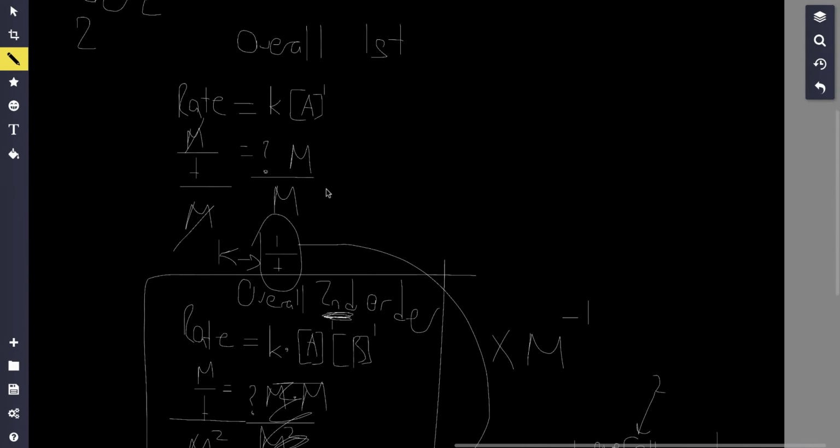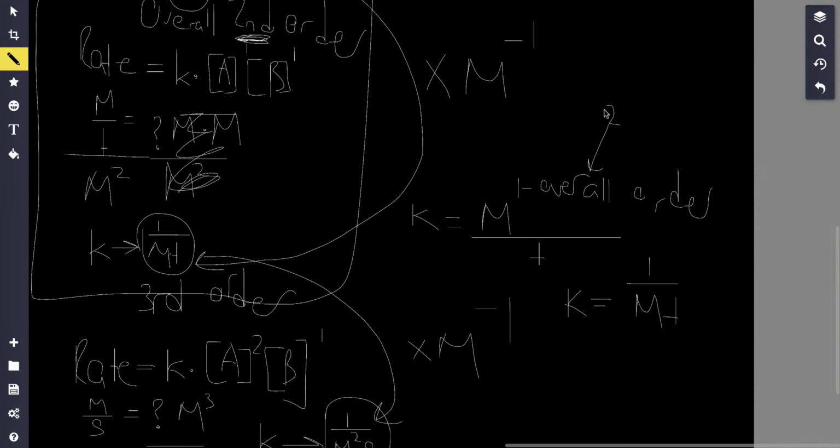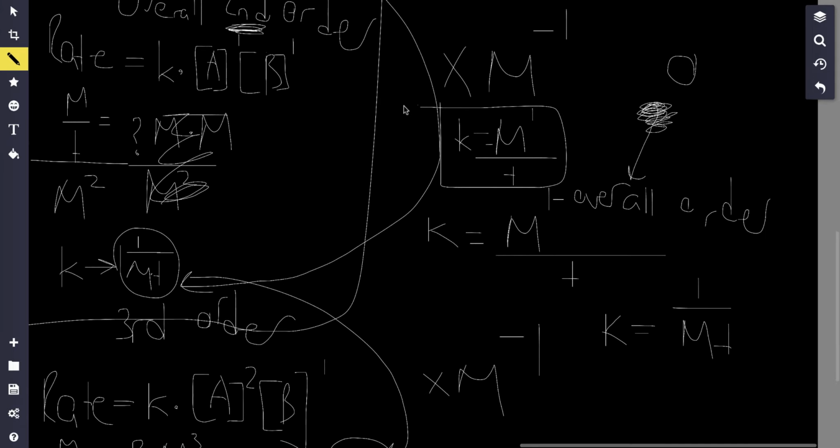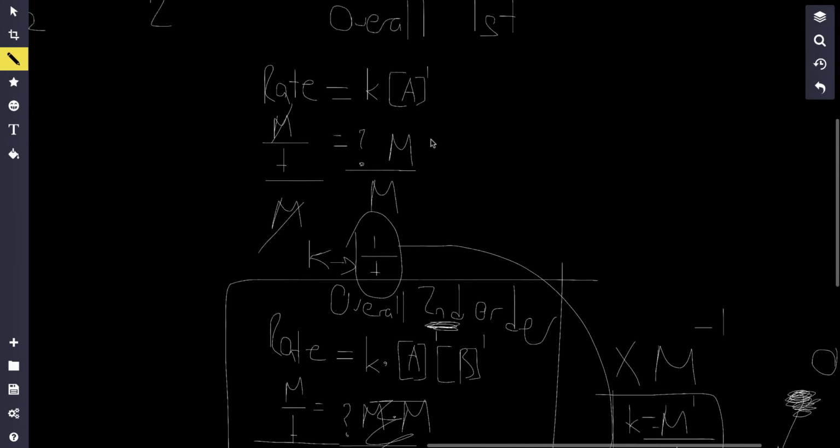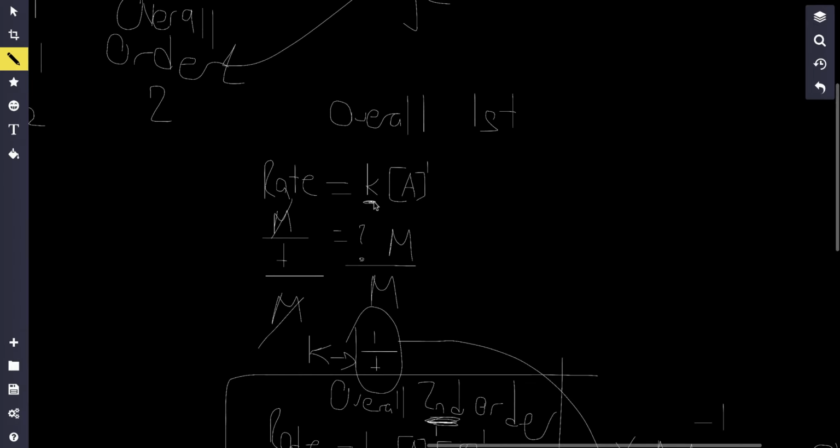And there we go. You can even model an overall 0th order reaction. If the overall reaction is 0th order, well, notice how K is going to be equal to m to the 1 minus 0, so just m to the first power divided by time. That's the units for a 0th overall order reaction. So yeah, the units of K change depending on the overall reaction order.